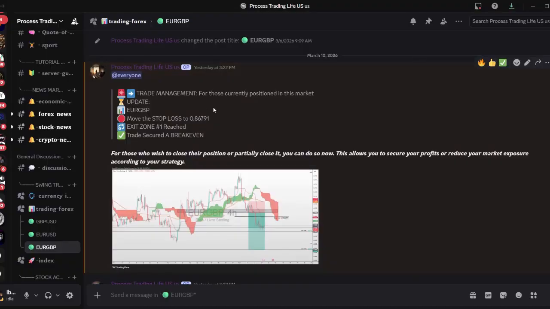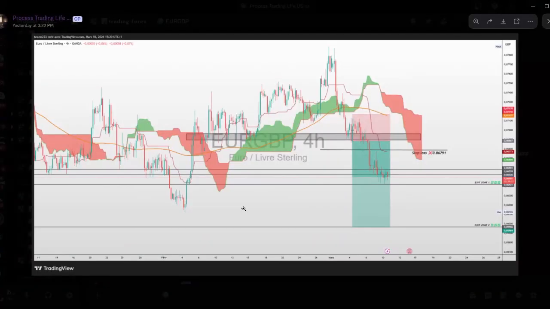Now the trade management for those currently in position on this market. Update on the currency pair EURGBP, the stop loss: move the stop loss to 0.86791. Exit zone number 1 validated, trade secured at break even, as we can see. The position was taken here on March 4th.